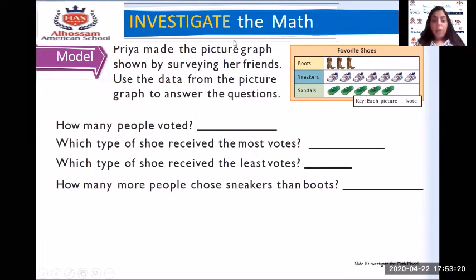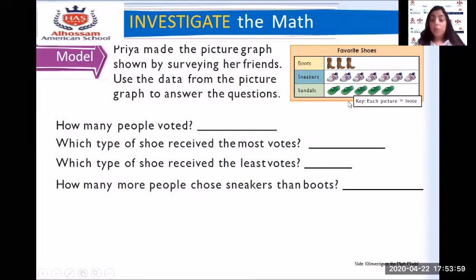Crayon made the picture graph shown by surveying her friends. Use the data from the picture graph to answer the questions. The survey is done, and we just need to answer these questions, okay? Remember that you have to look at the key. Each picture equals 1 vote. So here, how many people chose boots? 3. And how many chose sneakers? 1, 2, 3, 4, 5, 6, 7. And how many chose sandals? 1, 2, 3, 4, 5.